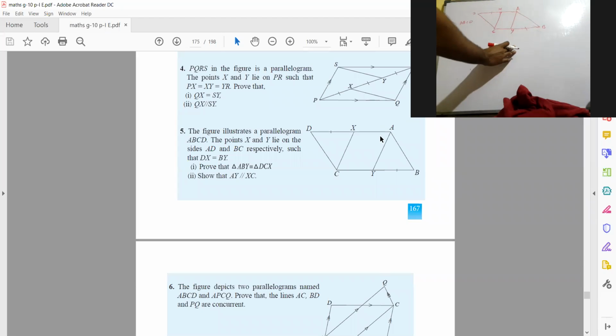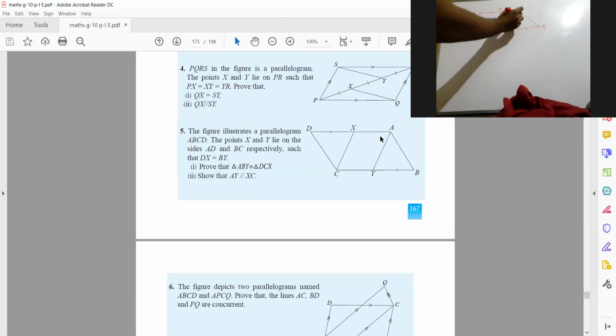If we consider these two sides, they are the two opposite sides of the parallelogram ABCD. That means these two are also equal to each other, because that's the property of a parallelogram.